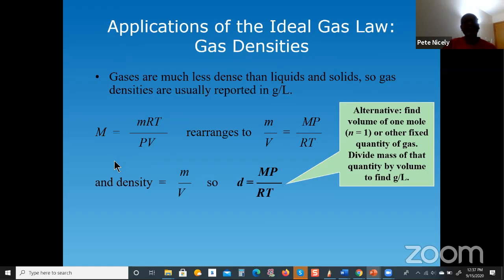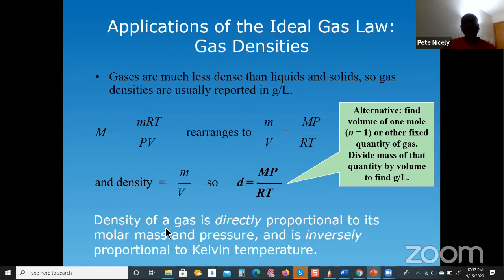Now we can rearrange this equation to get m over V on one side, and that will be equal to uppercase M times P divided by RT. And as we all know, m over V is mass over volume, which is the density. So therefore, the density of a gas can be calculated by using this equation right here. The density is equal to the molar mass of the gas times the pressure divided by R times T, all right? So we can use this equation to solve problems.